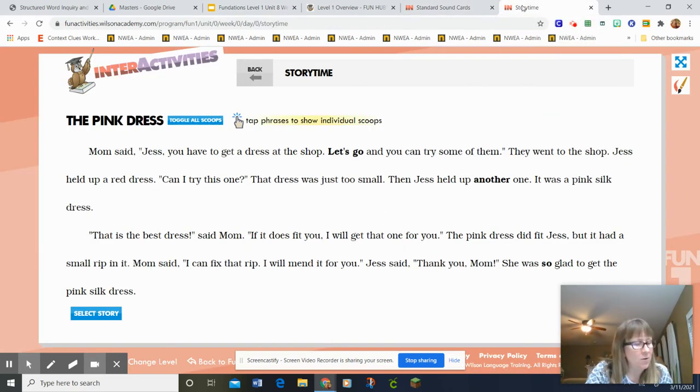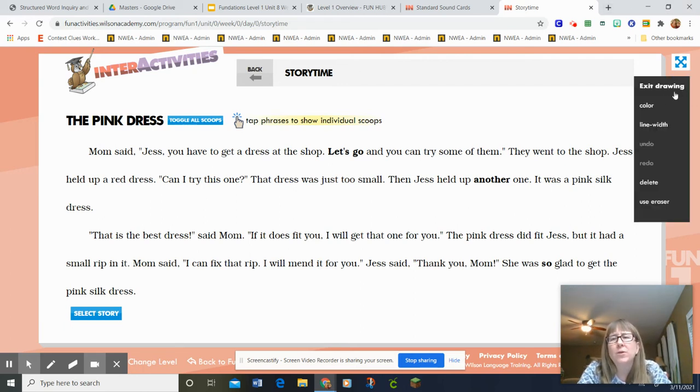Okay, now what we're going to do is we're going to talk about some of the punctuation. I've noticed a couple things in this story. Who remembers what these are called? What is this called? And what does it mean? What do these marks mean? I noticed there's a starting one and an ending one. That's a really bad arrow down here. There you go. What are those called? Who remembers?